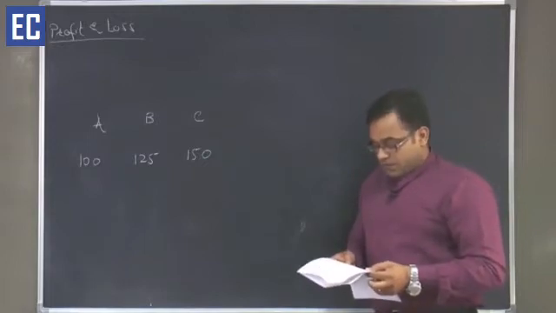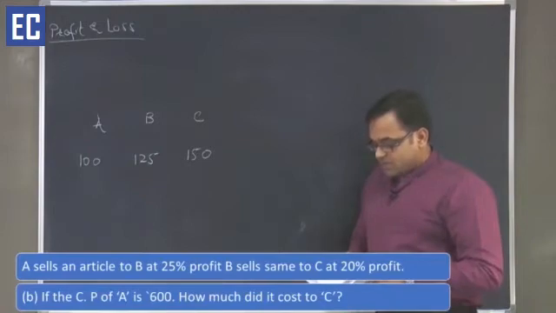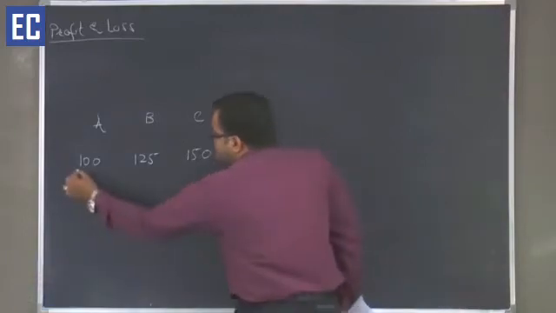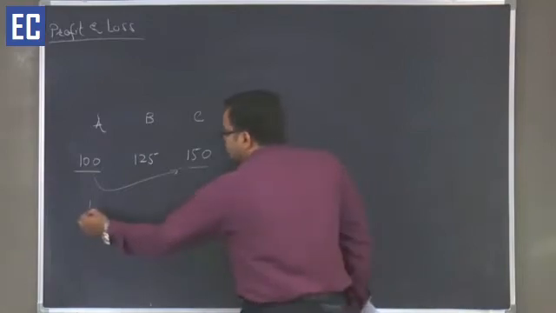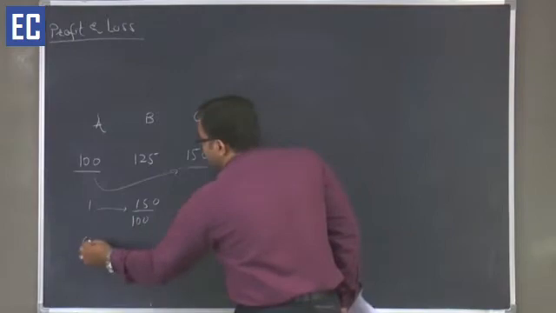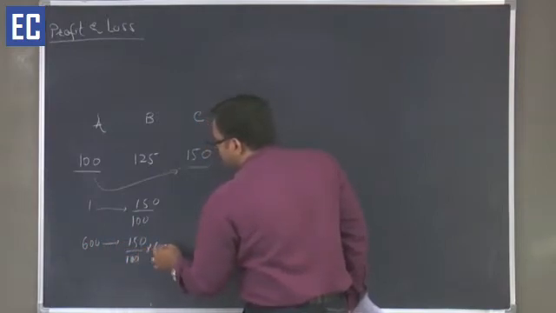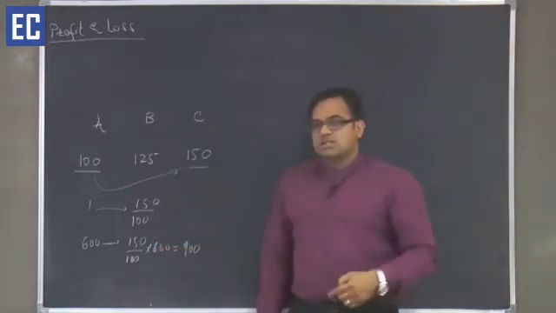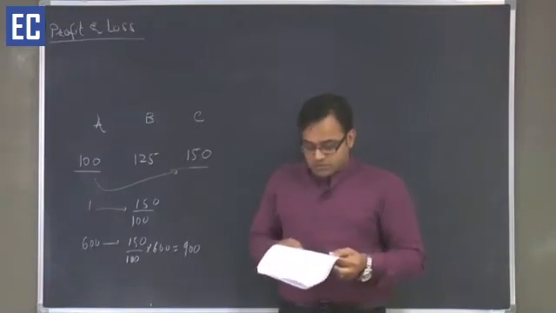So that's your A. B, if the CP of A is rupees 600, how much did it cost C? If A's CP is 100, then C it is costing 150. So if it is 1, then it will be 150 upon 100. So if it is 600, this will become 150 upon 100 multiplied by 600, which is equal to 900. Very clearly 100 to 600 is 6 times, 150 into 6 is 900. So 900 rupees will be the CP for C.